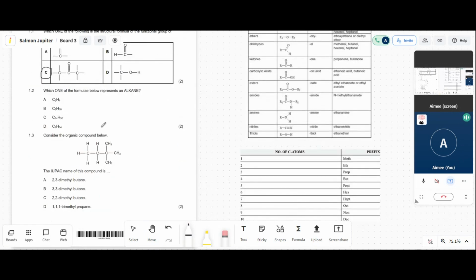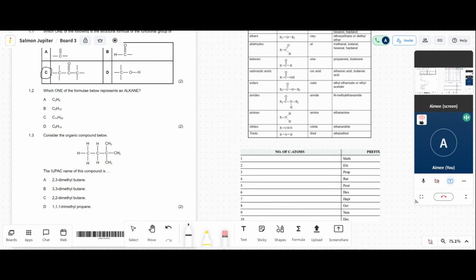Okay, and then 1.2, which one of the formulas below represents an alkane? This one seems a little more difficult because you think, do I have to draw every single one of these to figure out where the double bonds are? But this question becomes a lot easier when you know what an alkane is. An alkane is a hydrocarbon that only has single bonds. An alkene has a double bond, an alkyne has a triple bond.